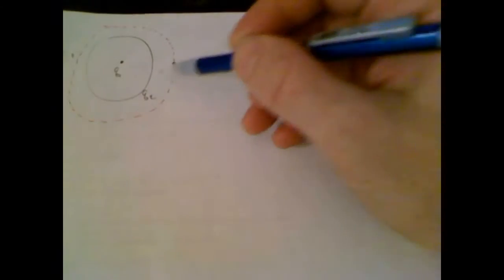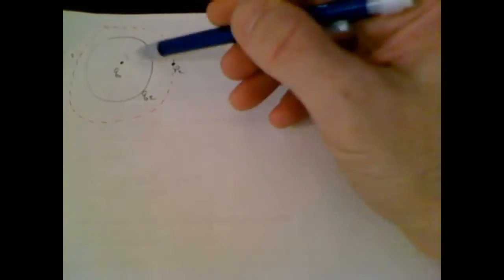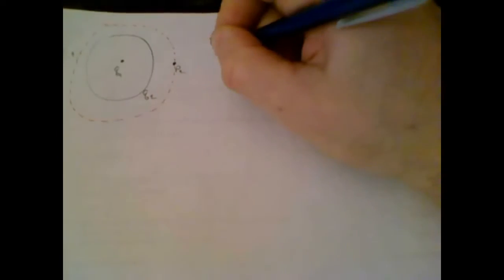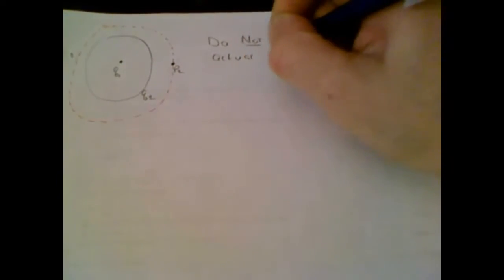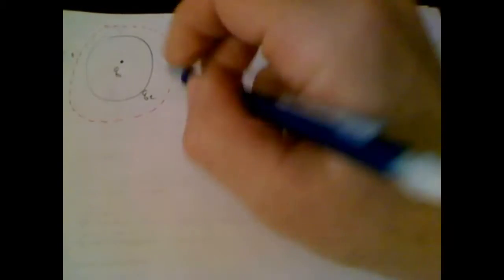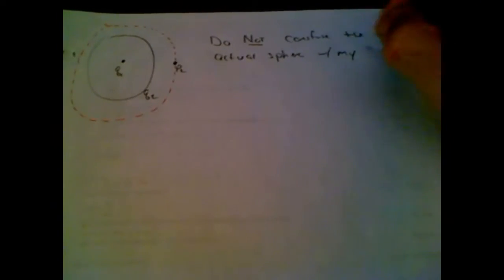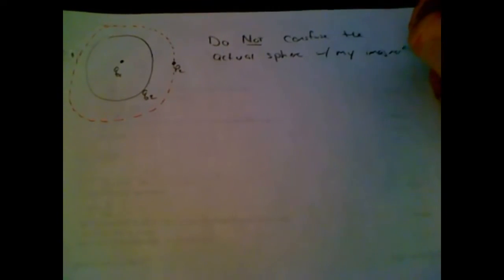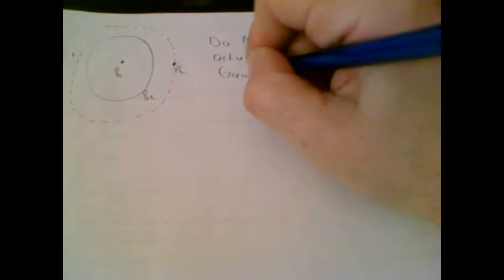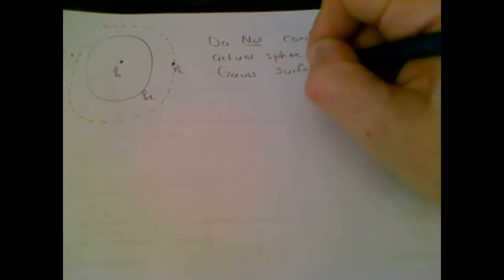So we need to deal with two different things. We need to have our Gaussian surface, like I said, just repetitive, enclose both of those things. But what we need to do is not confuse the actual sphere with my imaginary Gaussian surface. That's a mistake that I often see people make.